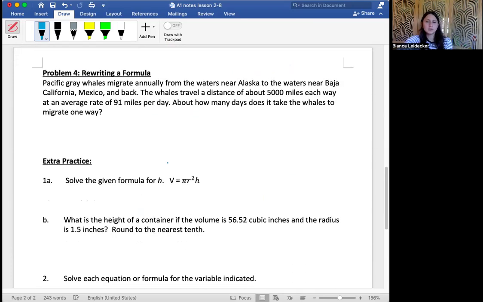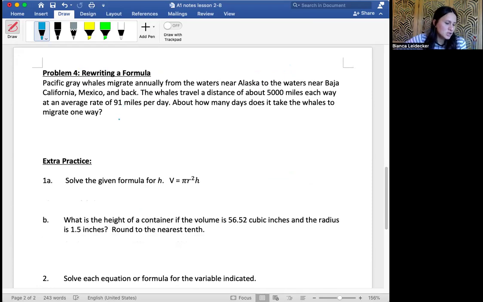Okay, problem 4, rewriting a formula. Pacific gray whales migrate annually from the waters near Alaska to the waters near Baja California, Mexico, and back. The whales travel a distance of 5,000 miles each way at an average rate of 91 miles per day. How many days does it take the whales to migrate one way?